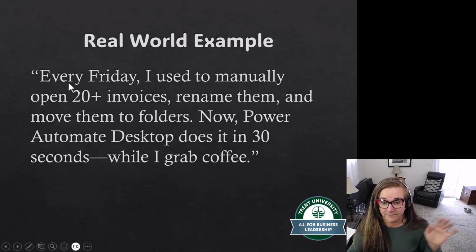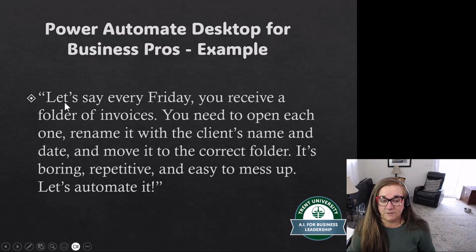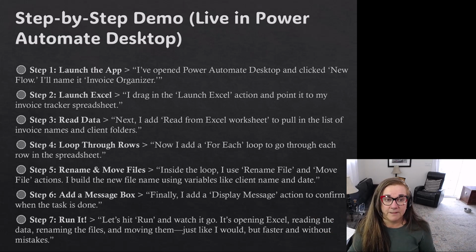So a real world example: every Friday, this is actually someone from my last class, they said every Friday they used to manually open over 20 invoices, renaming them and moving them into folders. Now the Power Automate desktop version does it in 30 seconds while they grab a coffee, and they're just thrilled about that. Another person said, let's say every Friday you received a folder of invoices. You need to open each one, rename them, and move them to the correct folder. Very boring and repetitive. Power Automate did that.